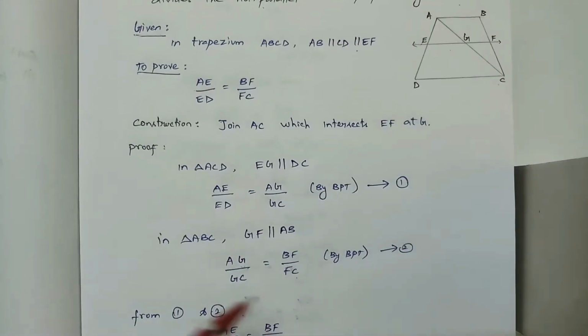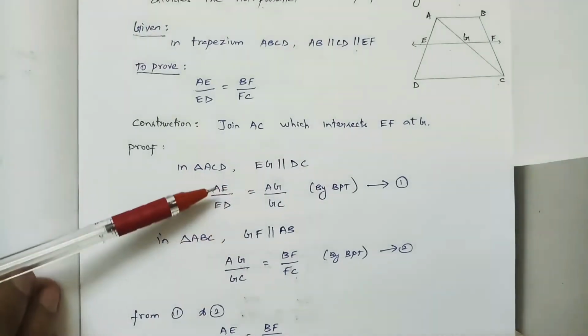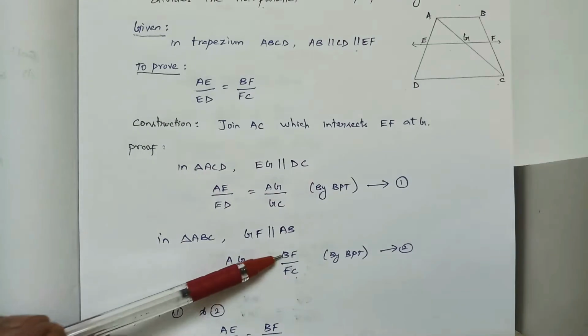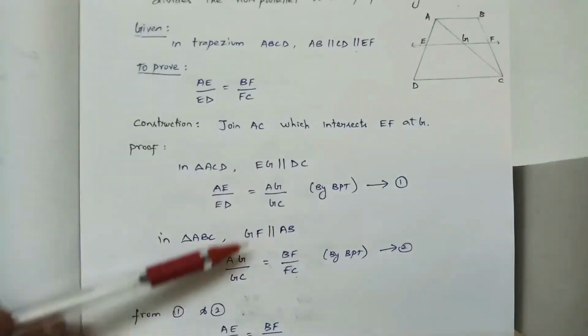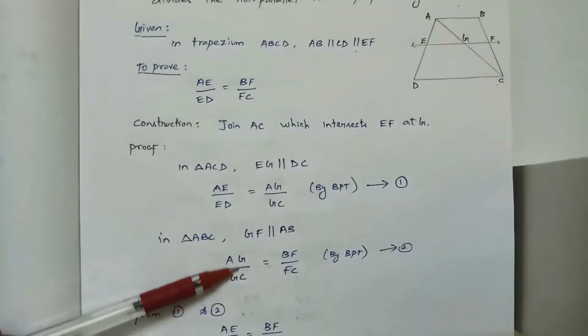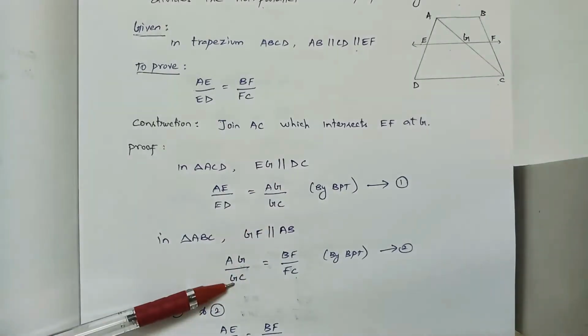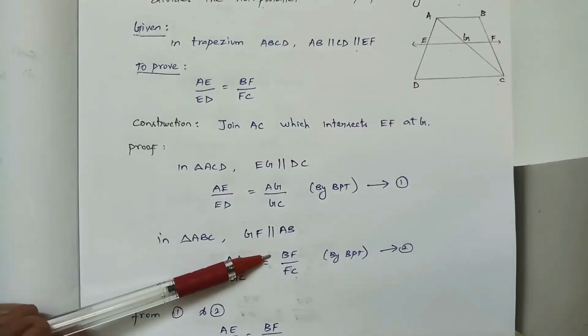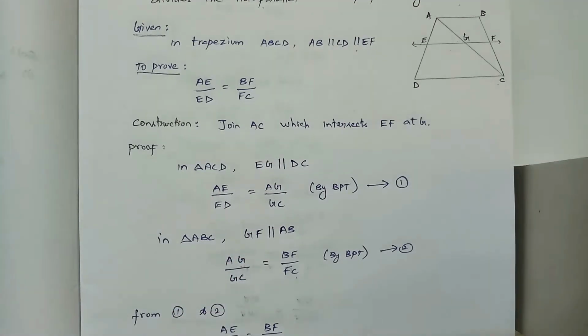Equation number 2. Just compare equation 1 and 2. See that AE by ED is equal to AG by GC, and AG by GC is equal to BF by FC. Here RHS and LHS are equal. If these two are equal, then we can say that AE by ED is equal to BF by FC.